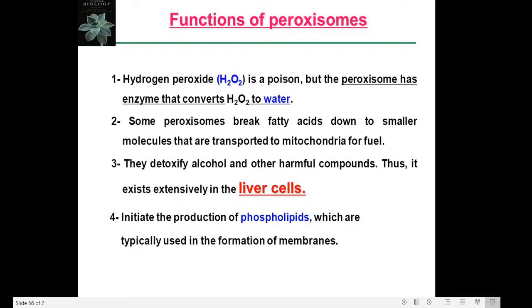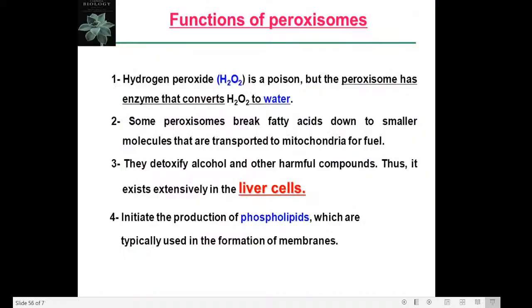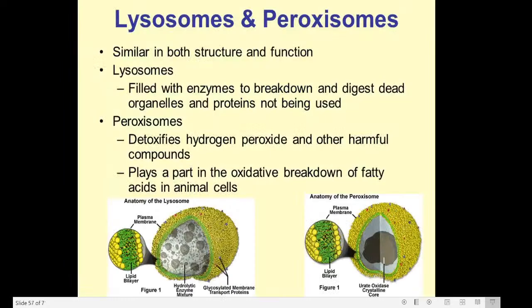The different functions of peroxisomes are: plasmalogen production, fatty acid synthesis, unsaturated fatty acid synthesis, fatty acid breakdown, hydrogen peroxide conversion into water, detoxifying alcohol, and then the production of phospholipids. Okay, the lysosomes also have a major role.